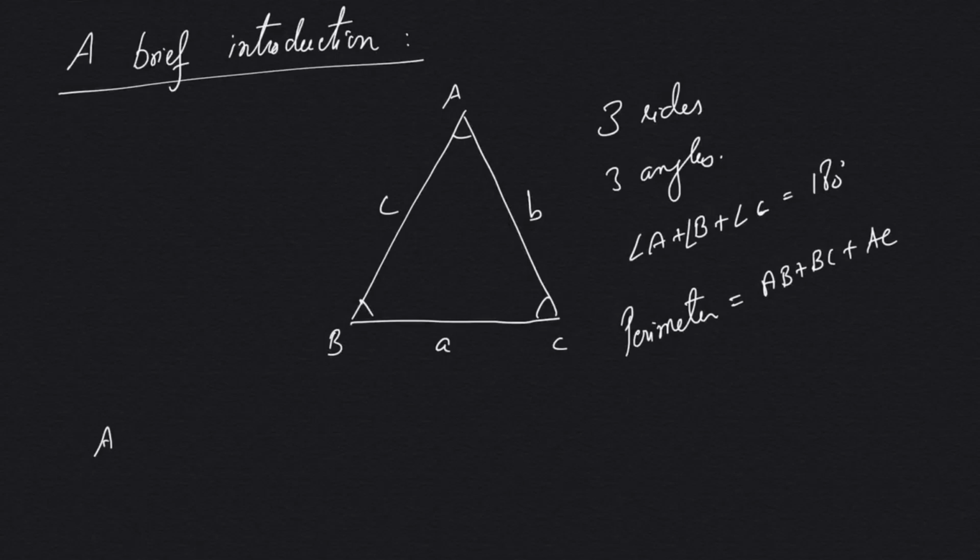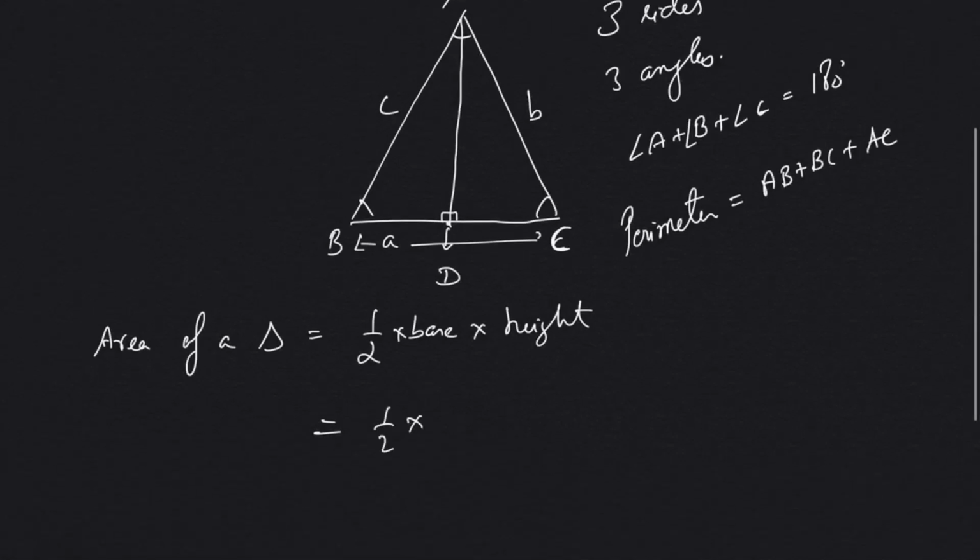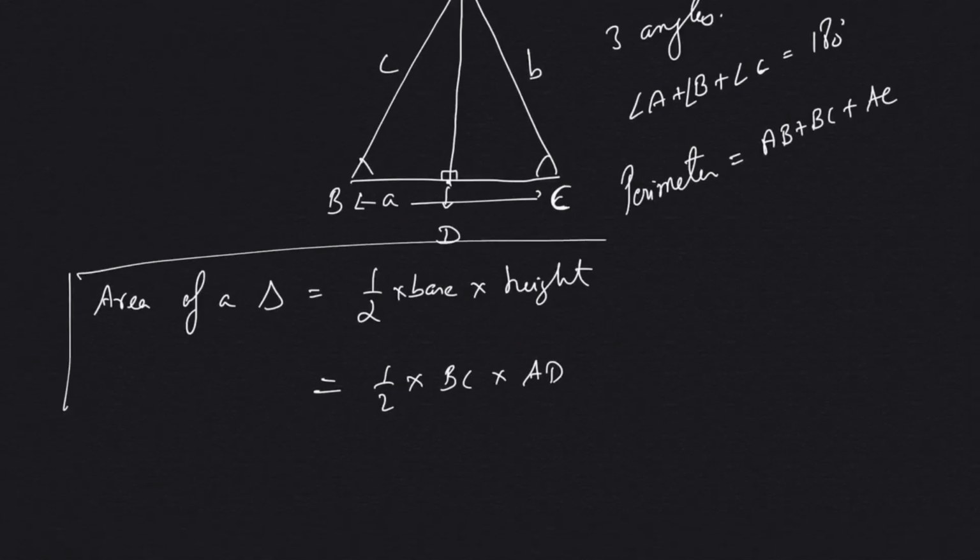Then we also know the area of a triangle. The most common formula that we know is half into base into height. So, for example, if this was the perpendicular height for this triangle, let's say D, with the capital C here and D being this point, then our formula will be half into base, which is BC, into height, which is AD. This is the most common formula that we use for the area of a triangle.